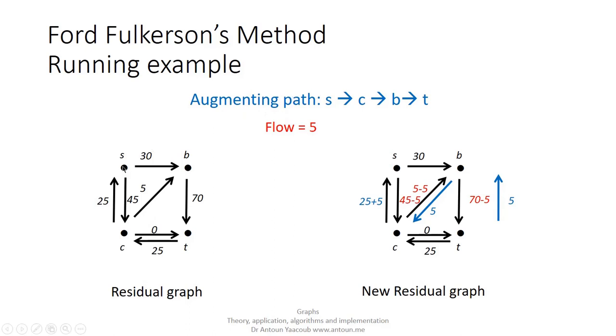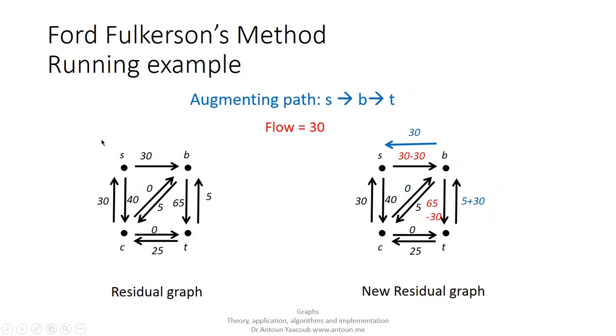So here I have found SCBT, and the minimum value on the outgoing edges is equal to 5. So I will increase the flow by 5. So I have 25 plus 5, now it's equal to 30. I will decrease by 5 the path that goes from S to T on this way, and I will increase the path in the backward direction from T to S. So this is my newly residual graph.